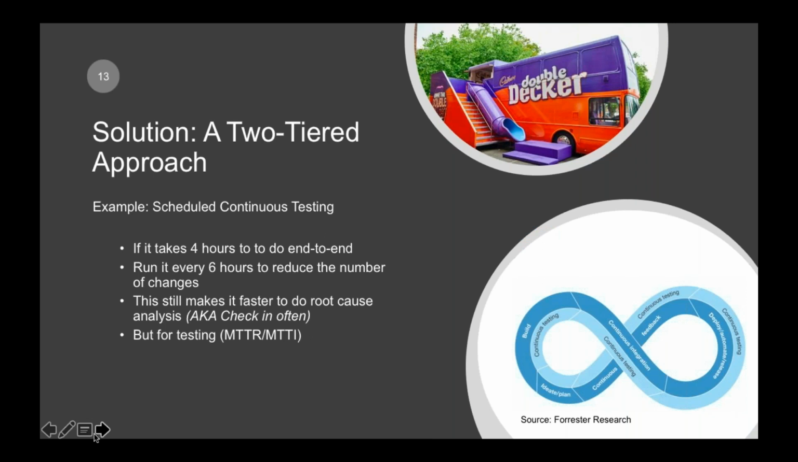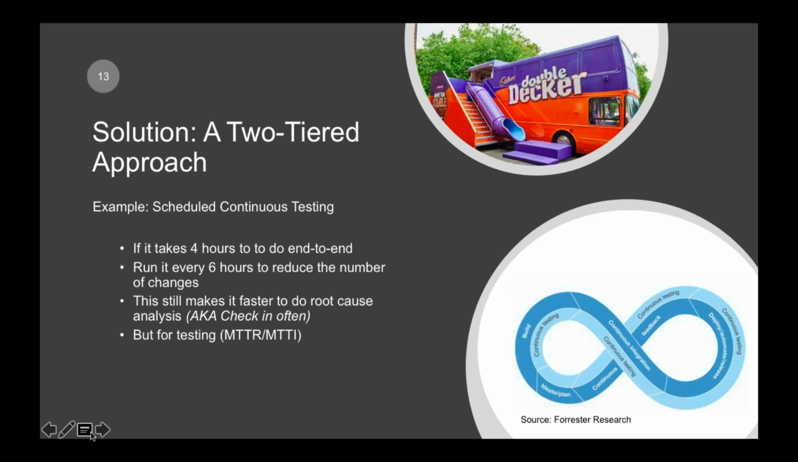Okay, we need a two-tiered approach. So basically, you've got your dark blue, that's our traditional development lifecycle. We're doing our continuous integration, we're doing continuous testing, we're deploying, we're looking for feedback. Well, notice we've got a second loop there for continuous testing. How do we think about applying our end-to-end test to all of our environments, right?